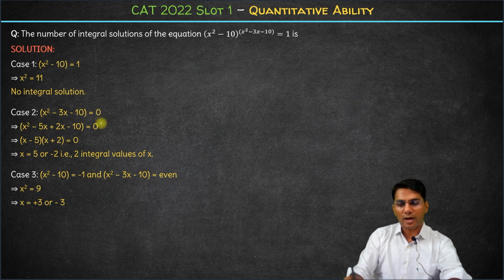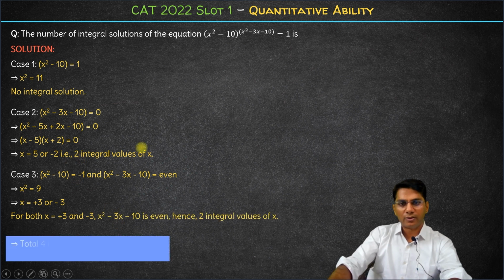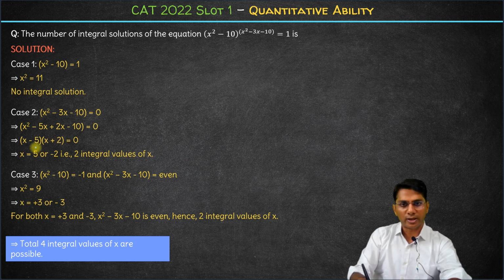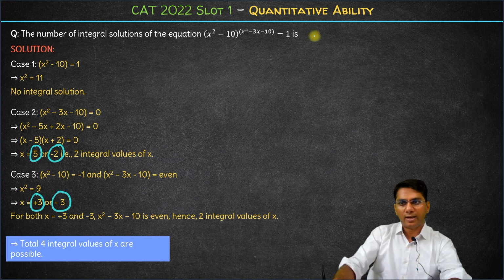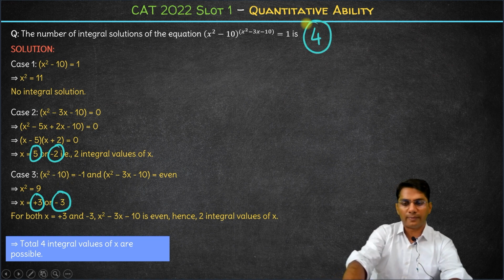Okay. So how many solutions do we have? 2 from here and 2 from here. So the total number of solutions we have is 4. There are 4 integral solutions: plus 5, minus 2, plus 3 and minus 3. So the answer here is 4. Thank you.